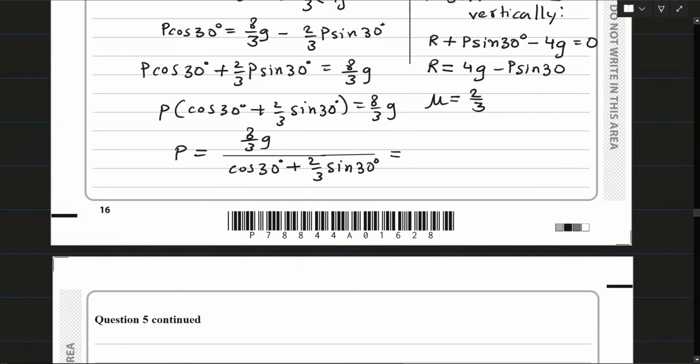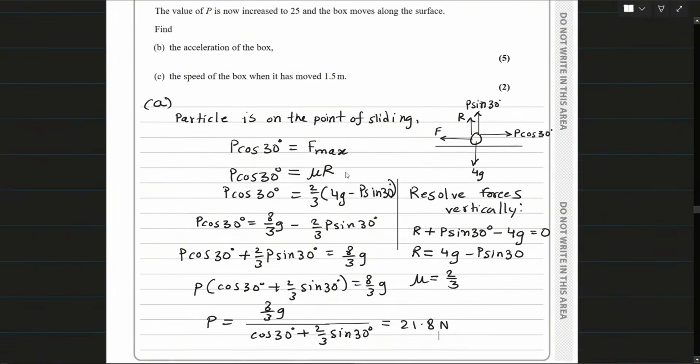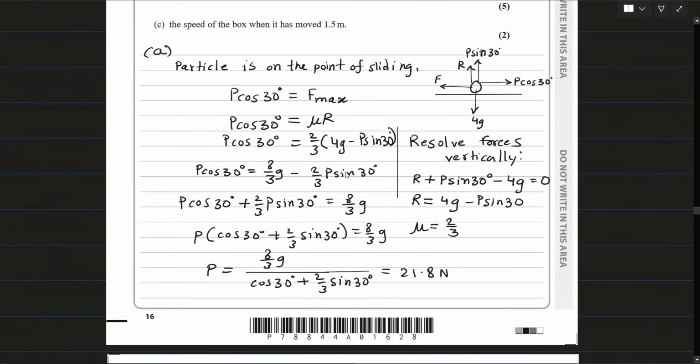So this will be equal to, this gives us 21.8 newtons for P. This is our part A.